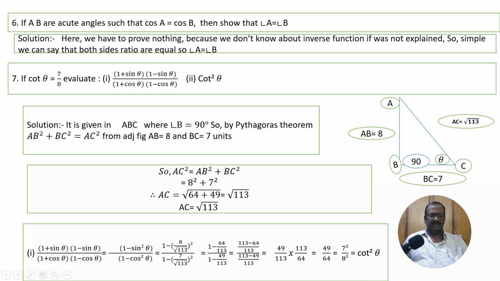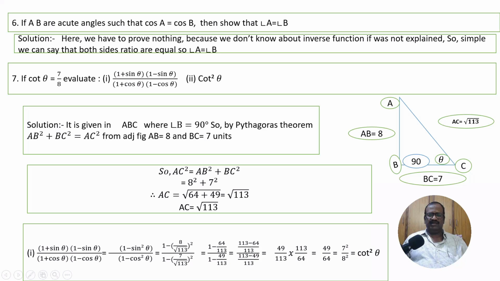(1 plus sin theta)(1 minus sin theta) by (1 plus cos theta)(1 minus cos theta). Here (A plus B)(A minus B), a simple algebraic formula we are using. (A plus B)(A minus B) is equal to A square minus B square. Similarly in the numerator and denominator also.